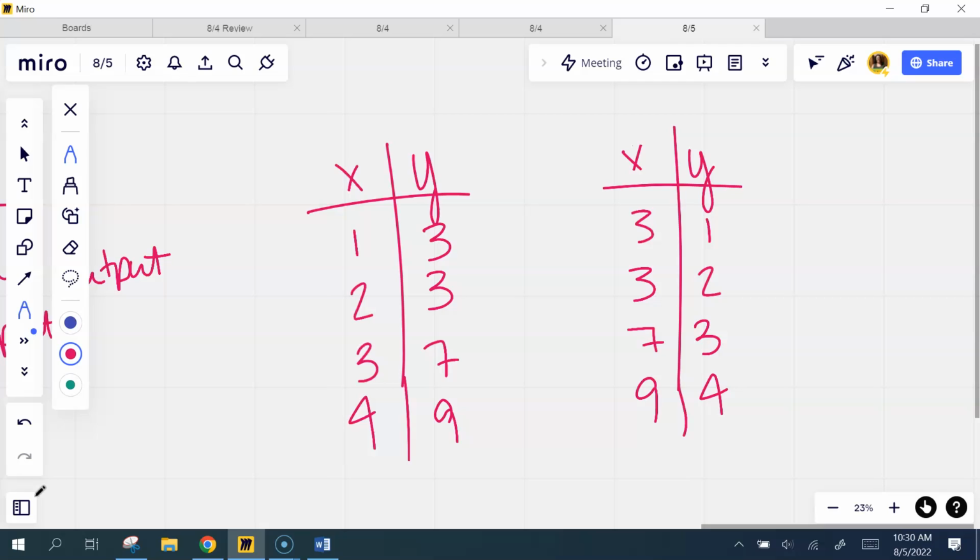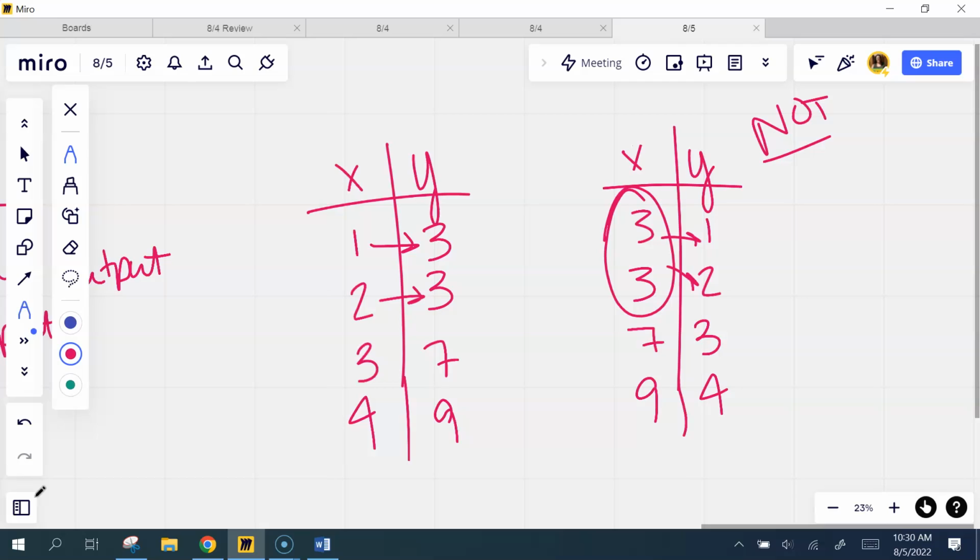The first one, function or not? I see two outputs that are the same, but X doesn't repeat. X doesn't repeat because every X can only have one and only one output. So one only has one output, two only has one, three only has one. But over here, the 3 could be 1 or 2, so it has two outputs. So this one is not a function.